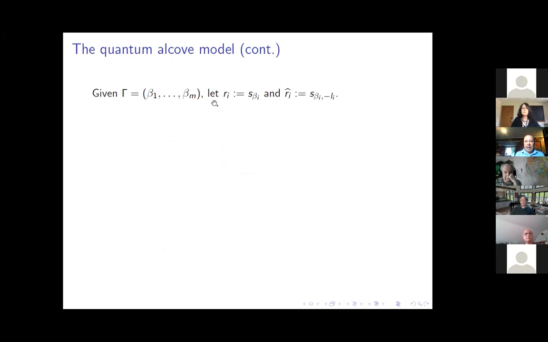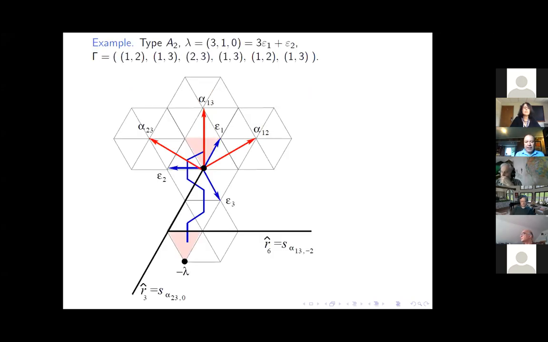Given such a gamma, we denote by Ri the reflection corresponding to the root beta i, and Ri hat is the affine reflection, so you also take into consideration the level Li. I should say that I only showed the picture for a dominant weight, where negative lambda is anti-dominant, but you can use this for any weight. So you can go in any direction, not necessarily dominant or anti-dominant. This will come up.